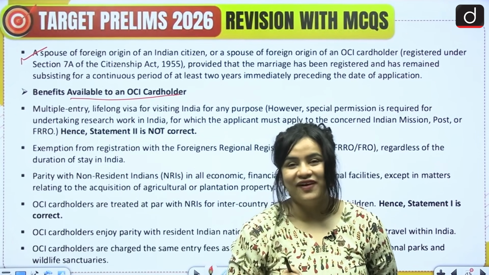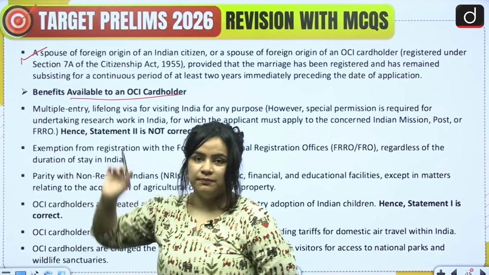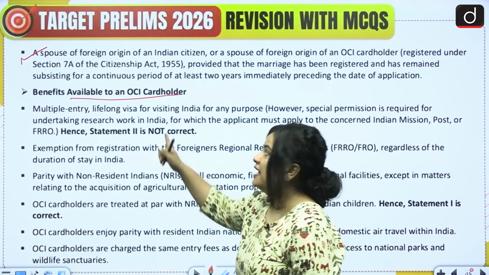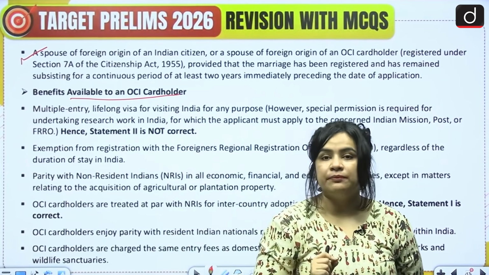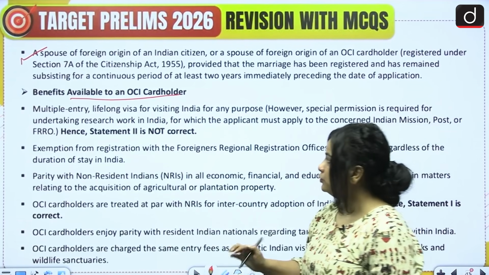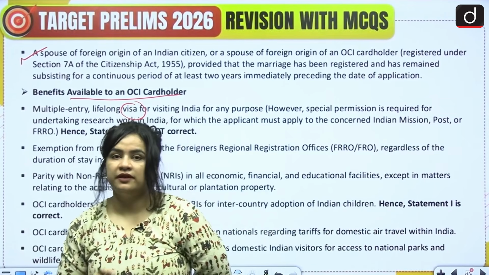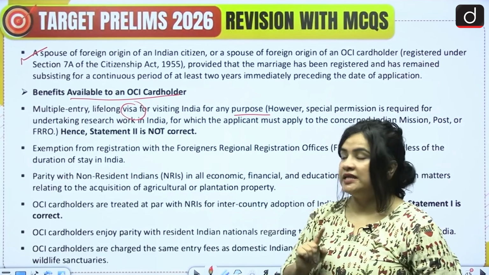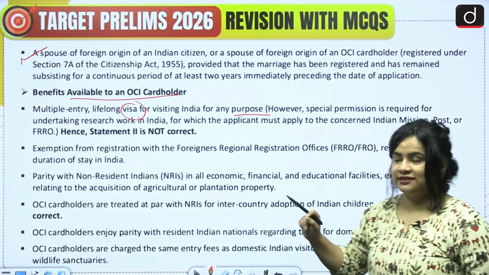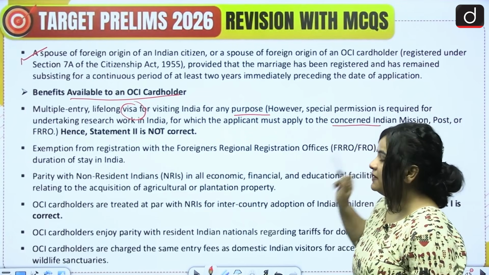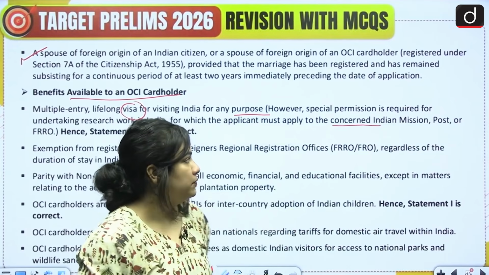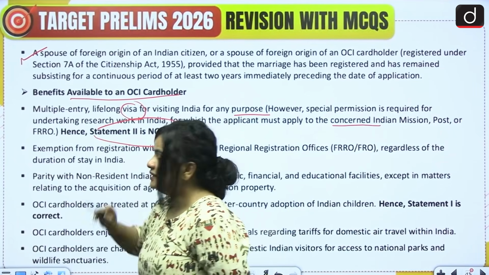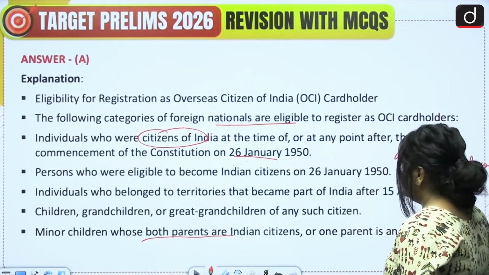There is a reason why foreign nationals of Indian origin try and apply for the OCI card. Benefits include a multiple entry lifelong visa for visiting India for any purpose. Of course, they do not have to keep applying for a visa every time. Their visa is lifelong and multiple entry, and they can visit for any purpose. However, if they want to undertake research work in India, then they must apply to the concerned Indian ministry, mission or post. So, this makes our given statement incorrect.